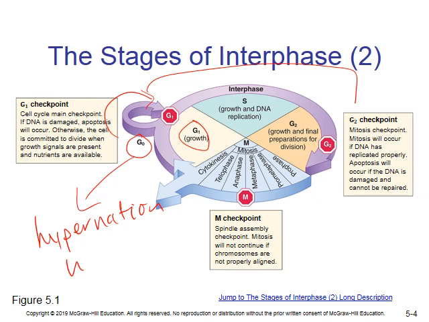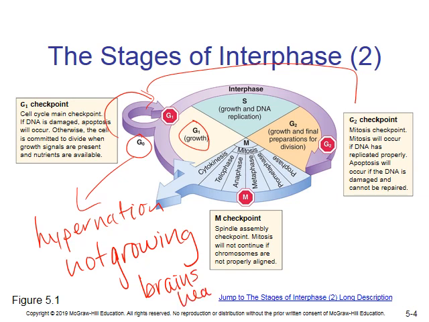Basically, these are cells that are not growing. Couldn't spell there for a second. So these are brain cells, heart cells. These would be in G0.